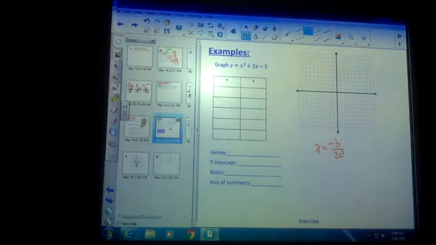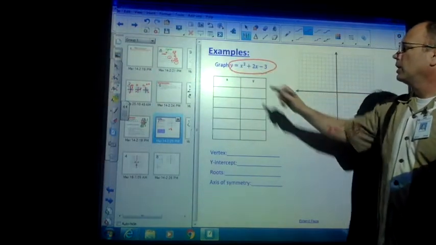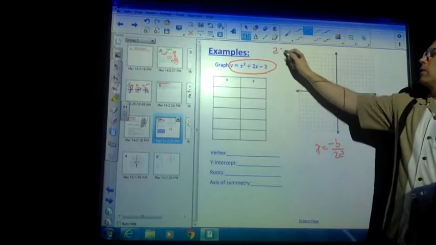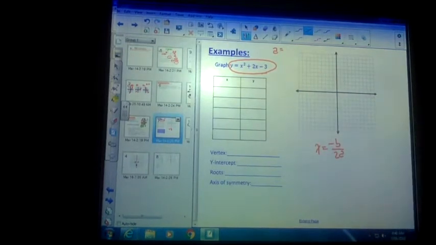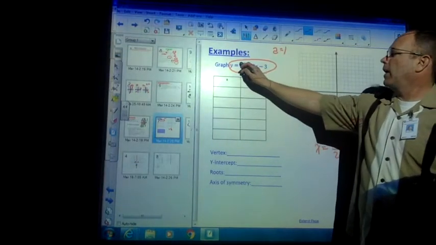Looking at my equation right here, what does my a value appear to be? It's the number before x squared. What's the number before x squared? 1. Good. So there's a 1 right here.